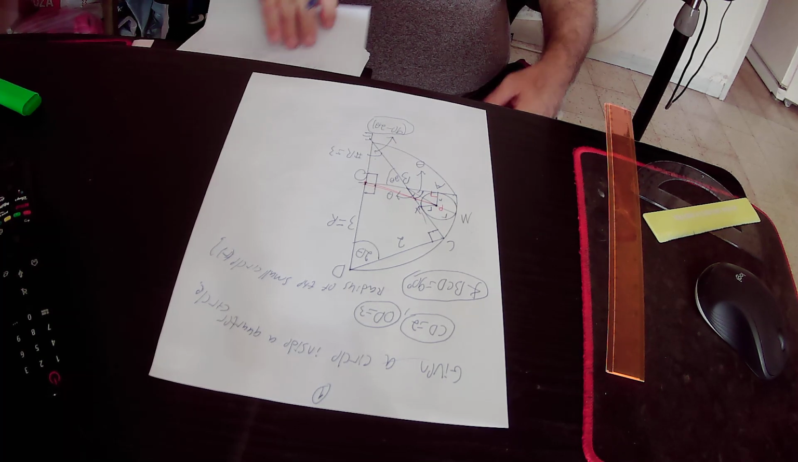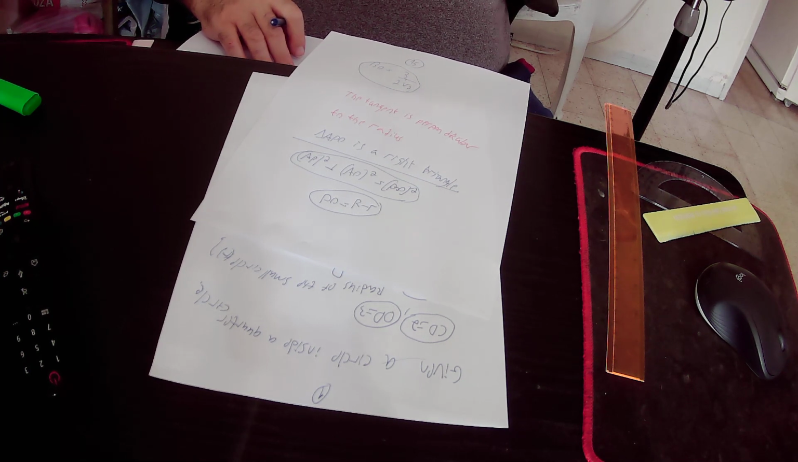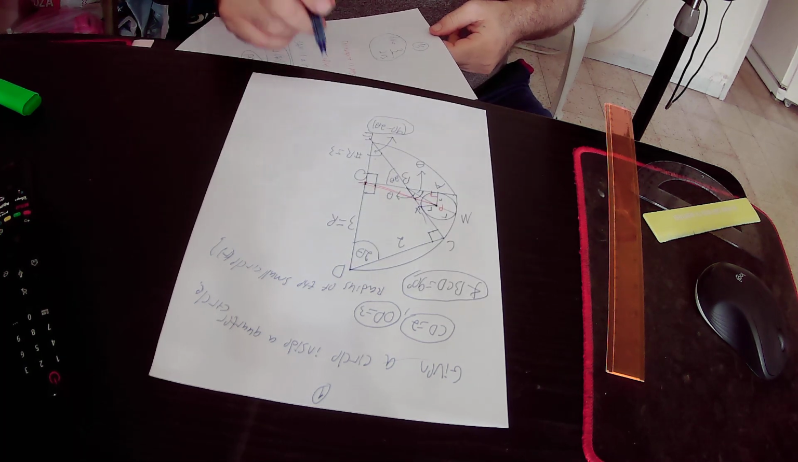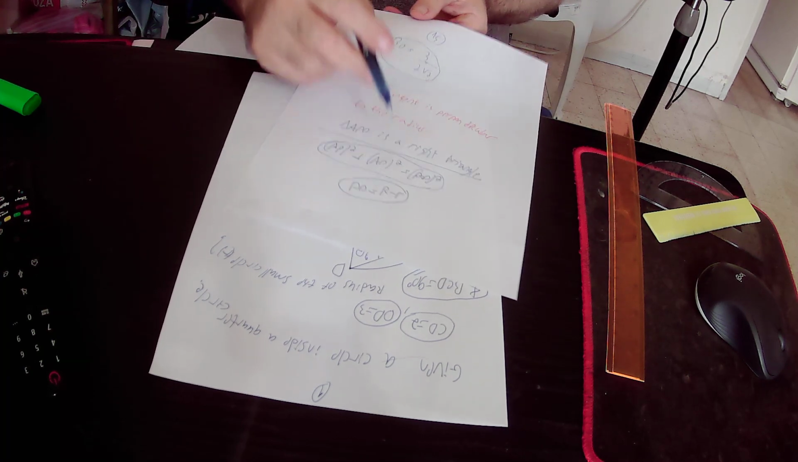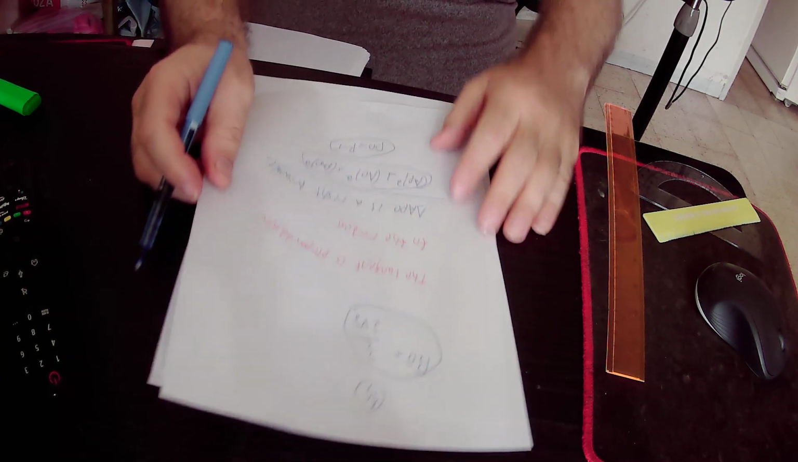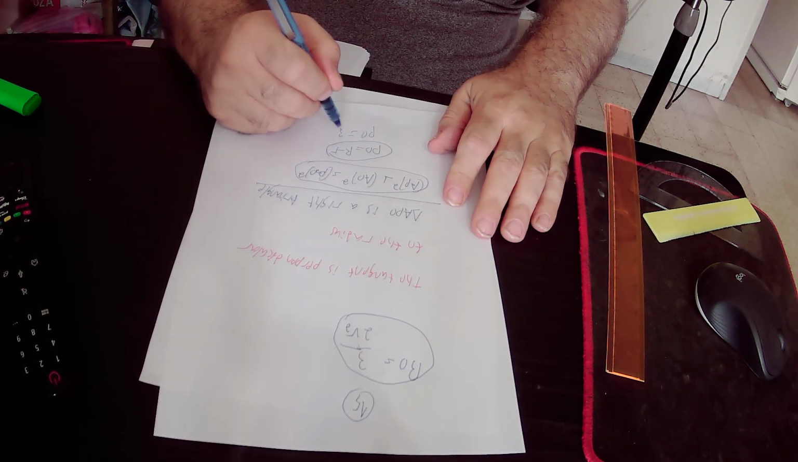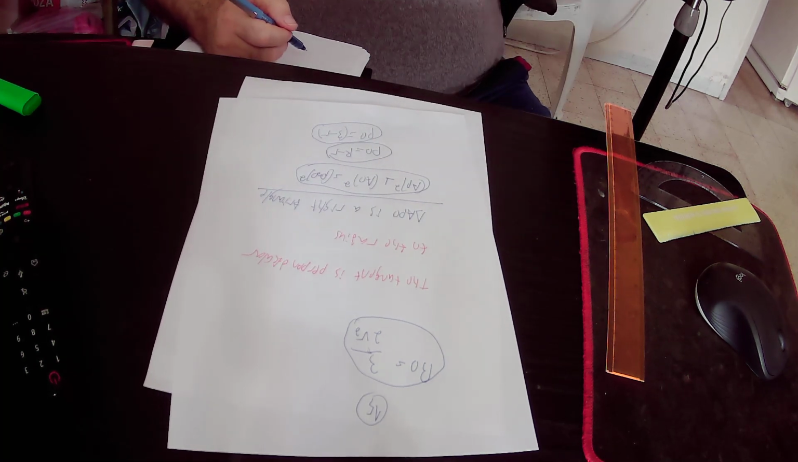Again, PO equals capital R, the radius of the semicircle, minus the radius of the small circle. But we have already known that the radius of the big circle equals 3 units. So we can substitute capital R by 3. So PO equals 3 minus r.